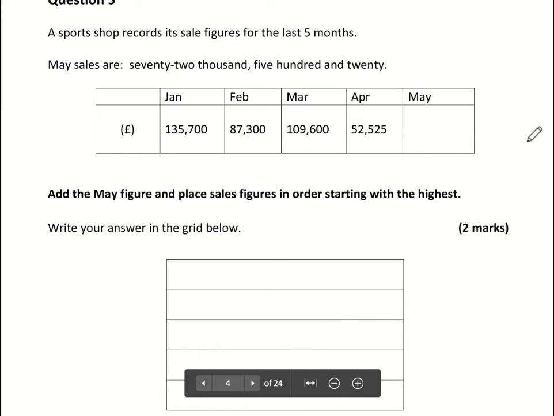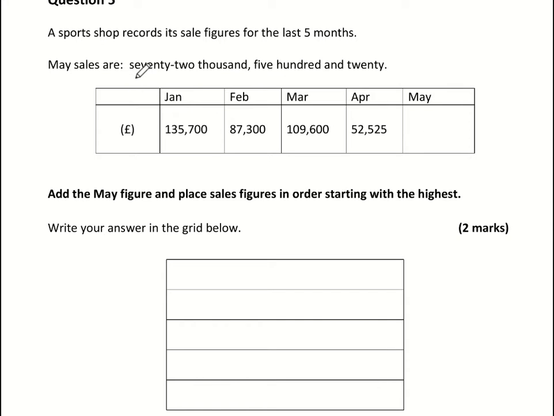Okay, so we can see here that we've got a gap for May. So what we need to do first of all is write this in digits. Remember that for the word 1,000, we're going to replace the word 1,000 with a comma. So hopefully we can write 72, we can put in a comma for 1,000 and then just write 520.